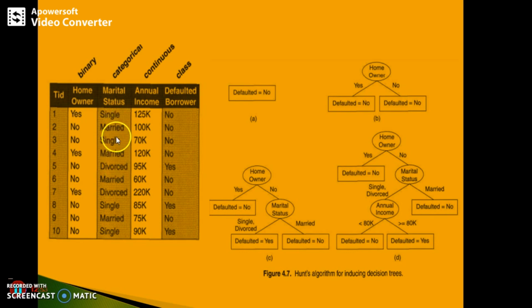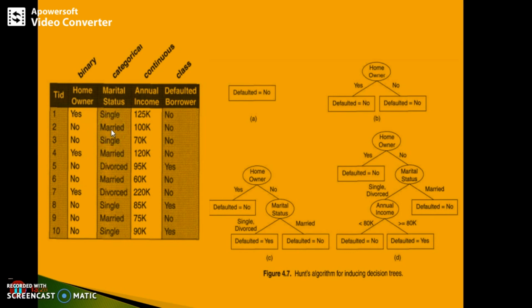Just see this data set. Now forget about homeowner and annual income. Only focus on marital status, and focus on the last class label, default borrower. Yes, single: when he is single, he belongs to class no. Again see here, single belongs to class no. Directly go to single only. Single belongs to class yes. Single belongs to class yes. So this is not so clear, right? Because 2 single people are non-risky, 2 single are risky. So this is not so clear.